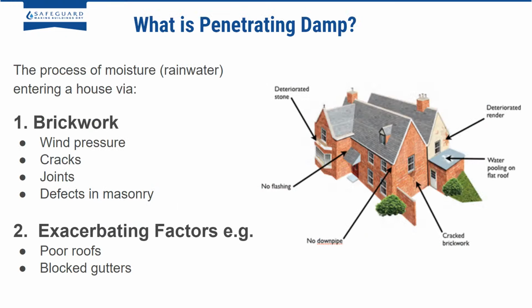So basically what is penetrating damp? It's the process of moisture, usually rainwater, entering a house. You can see in that picture there are quite a few routes where it will come in. And usually where it comes in is due to wind pressure. So in areas that are quite exposed is where you get a lot of wind-driven rain. Any cracks or joints where there are defects in the masonry. And then other exacerbating factors such as poor roofing where the gutters are blocked, moss in the roof, and other poor design work in the actual construction and any renovations of a property.